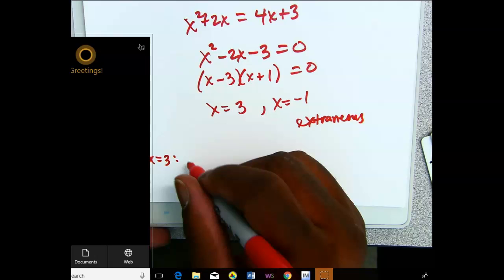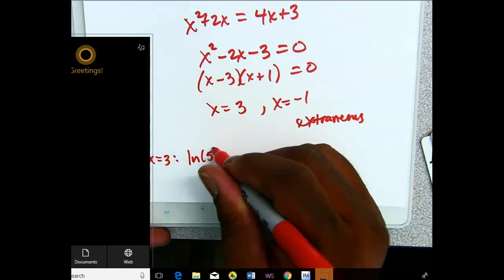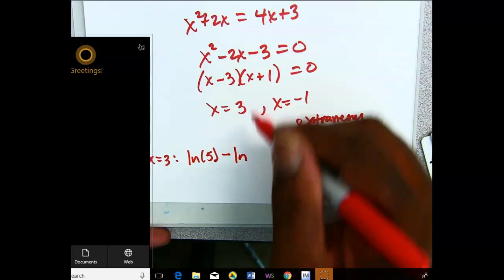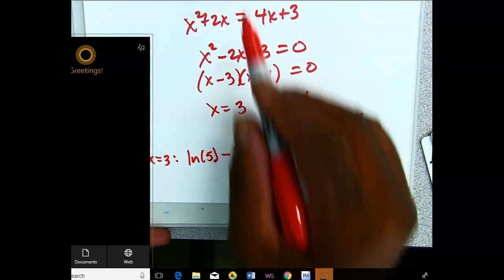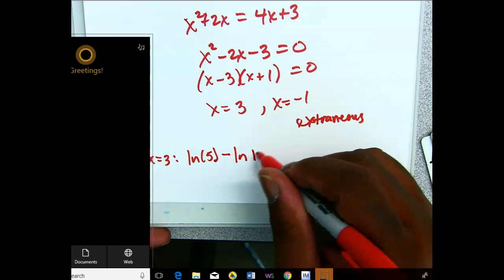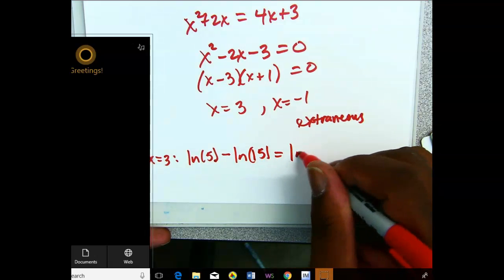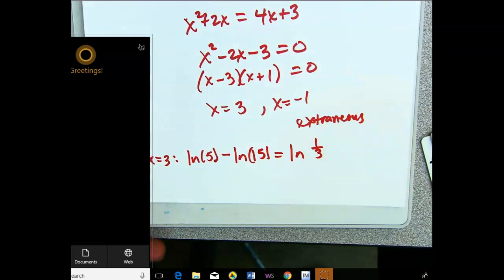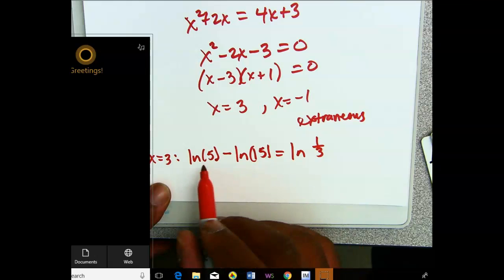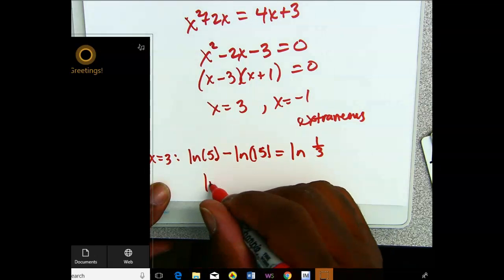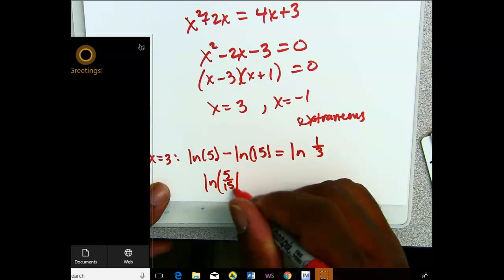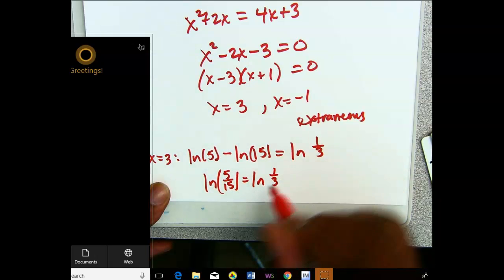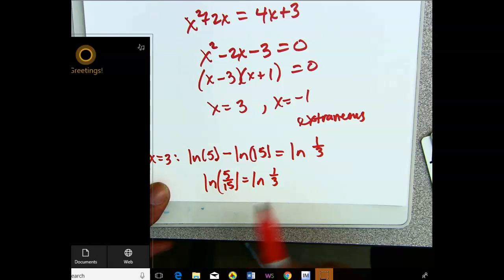At x equal 3, we get ln of 5 minus ln of 4 times 3, which is 12 plus 3, 15, equals ln of 1 over 3. Is that a true statement? Is ln of 5 minus ln of 15 equal to the natural log of 1 over 3? ln 5 minus ln 15 is ln of 5 over 15. What is 5 over 15 reduced? 1/3. So that is a true statement.